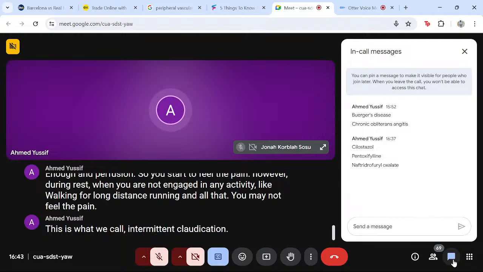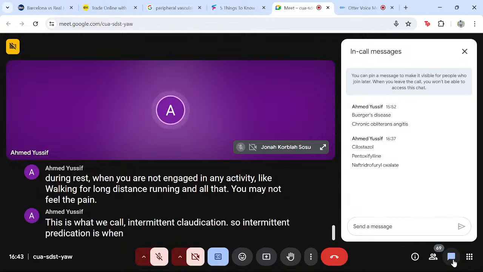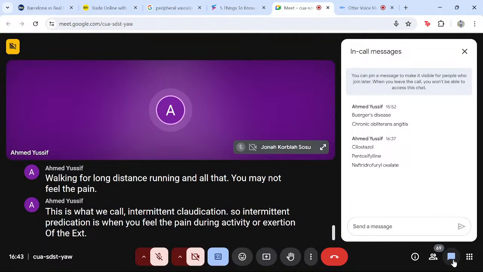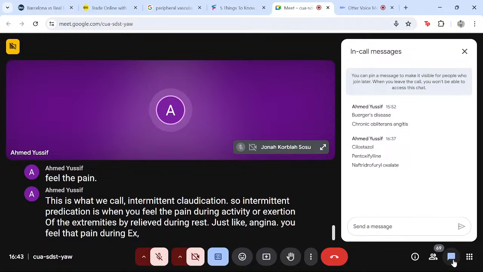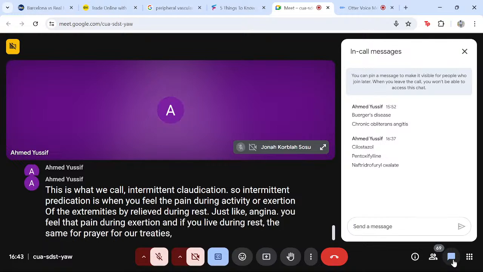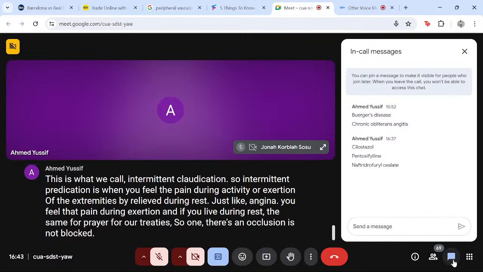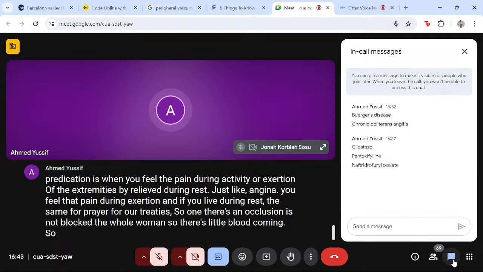So intermittent claudication is when you feel the pain during activity or exertion of the extremities, but it's relieved during rest. Just like angina, you feel the pain during exertion and it's relieved during rest. It's the same for peripheral artery disease. So when there's an occlusion, it's not blocking the whole lumen. So there's little blood coming. So at rest, you may not feel the pain because of that little blood that is coming.